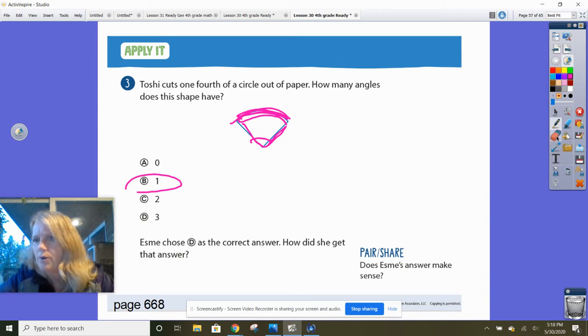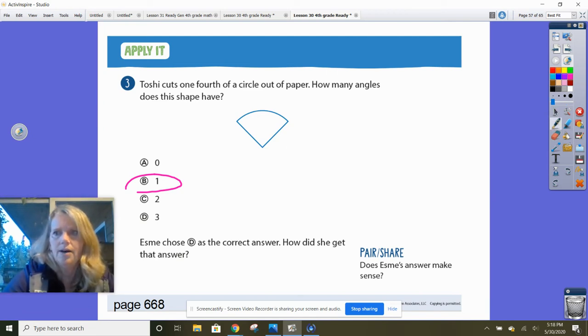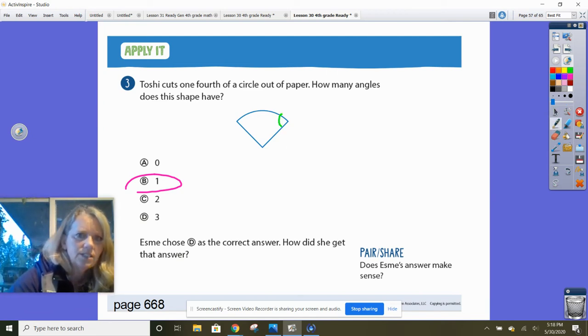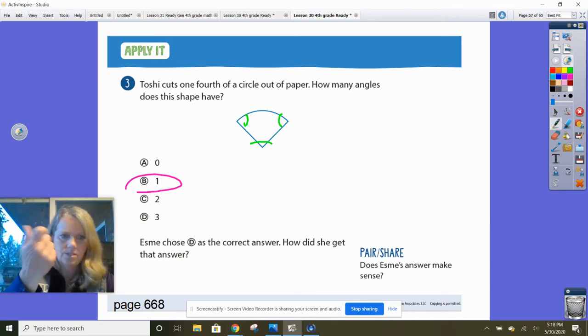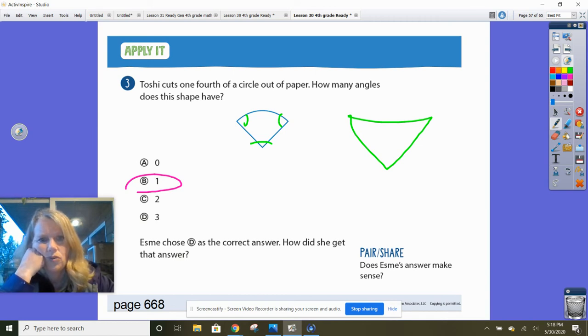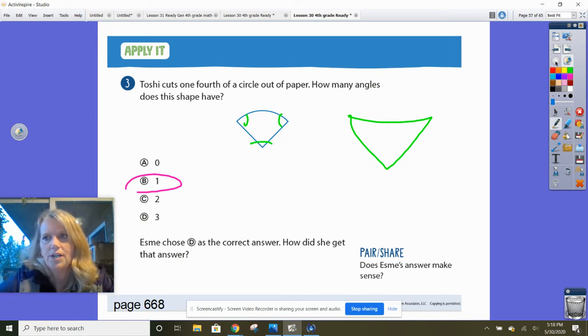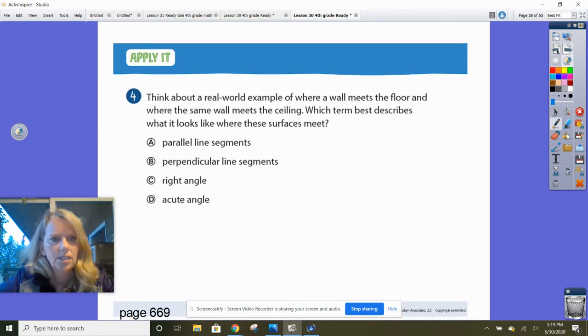Well, why do you think she got 3? If I erase this, oh, it's a nice big eraser now. That's sweet. Yeah, she got 3 because it looks like there's 3 parts in here, kind of like there's 3 parts of a triangle. And if it was a triangle, she would be right. So it makes sense that she kind of thinks that, except that to have an angle, you must have 2 rays, right? 2 rays make an angle, and rays are straight, not curved.